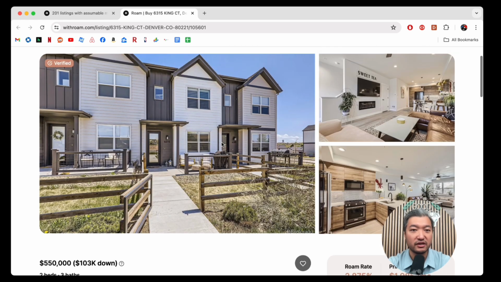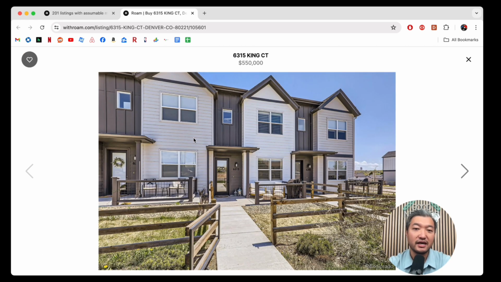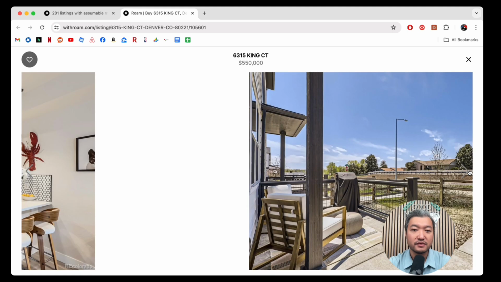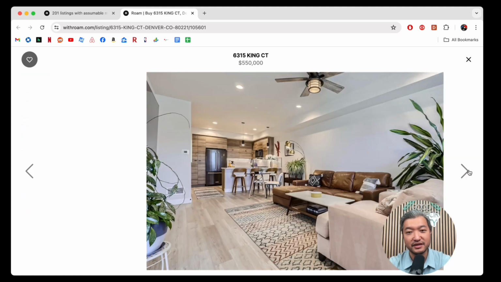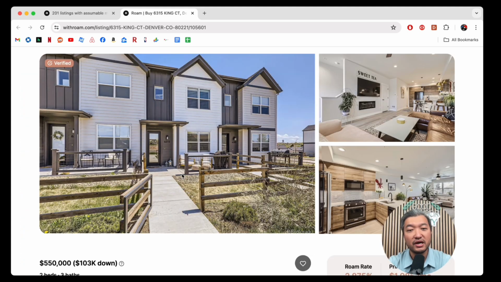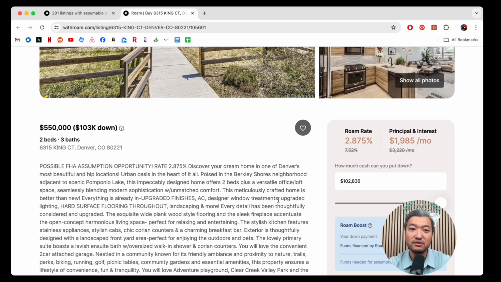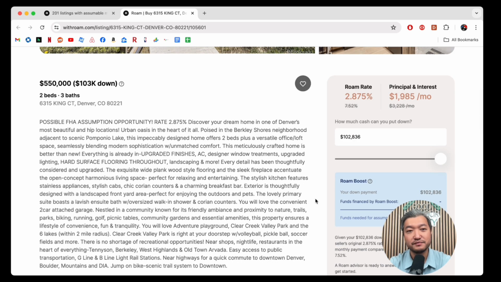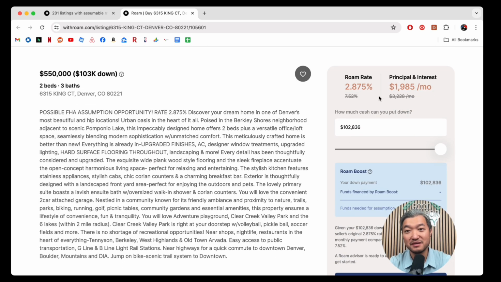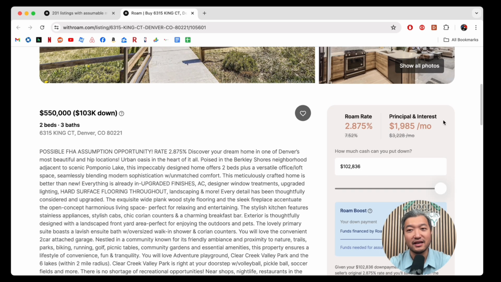So if you look at this particular townhome, it's a nice new build, 2 bed, 3 bath. Normally not a great investment in this high interest market, but it's $550,000, and it has an assumable rate of 2.875%. So this is going to put your principal and interest at $1,985 a month. And like here with Roam, it says that if your interest rate was at 7.52%, this house would cost you $3,200 a month to buy.